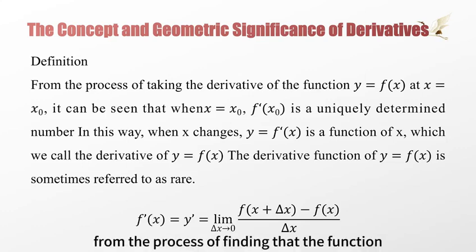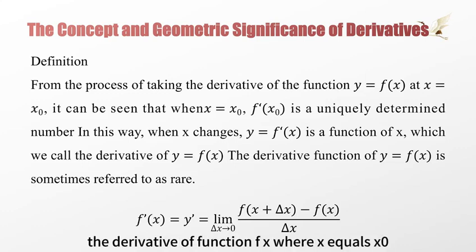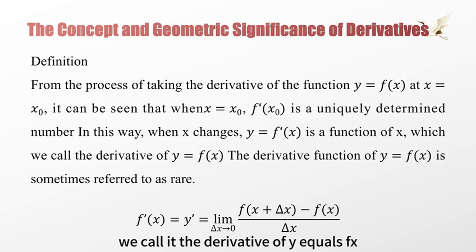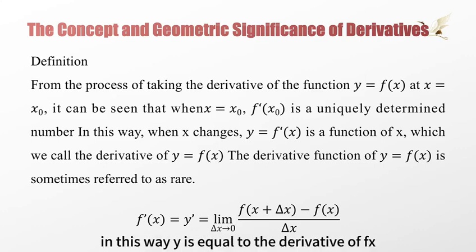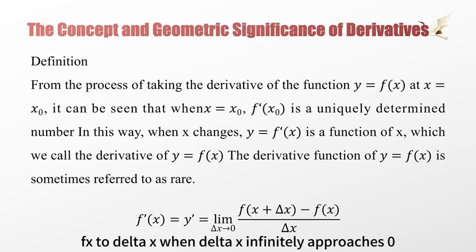We can see from the process that the derivative of the function y equals f(x) at x equals x0 is a certain number, so when x changes, it is a function of x. We call it the derivative function of y equals f(x), or derivative for short. In this way, the derivative of y equals f(x) is equal to the limit of the ratio of f(x plus delta x) minus f(x) to delta x when delta x approaches 0.